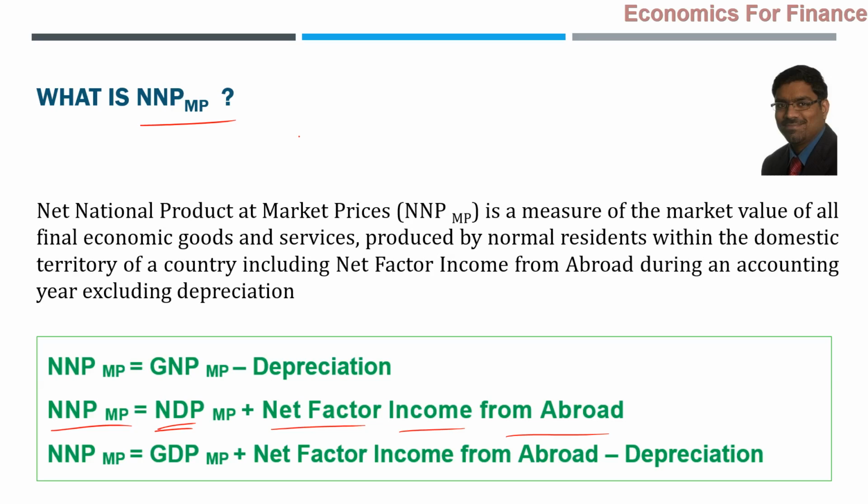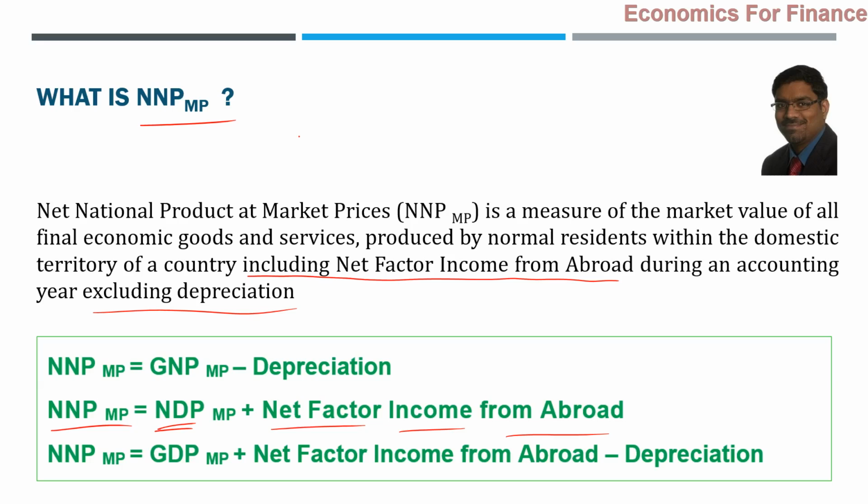So net national product is nothing but a measure of the market value of all final economic goods and services produced by normal residents, within the domestic territory of a country, including net factor income from abroad during an accounting year, excluding depreciation. Why excluding depreciation? Because we are talking about net. Why including net factor income from abroad? Because we are talking national. That's all. So if you have one thing, we should be able to come out with the other.